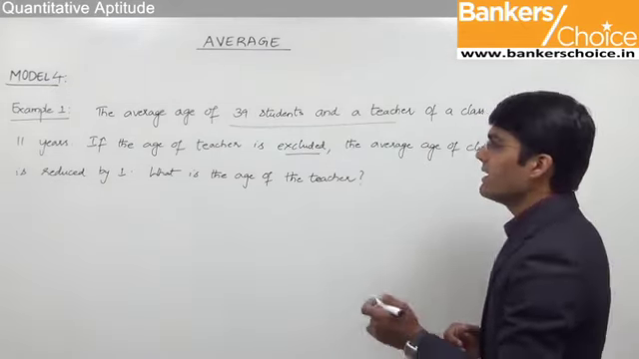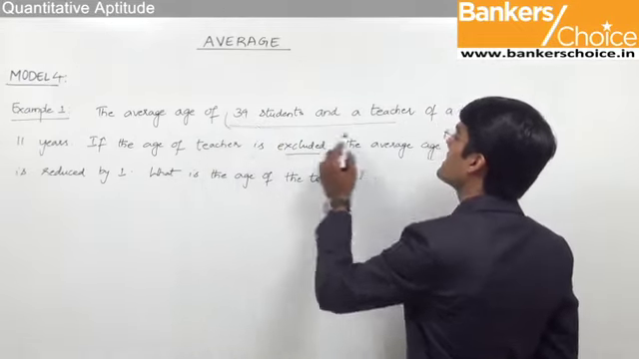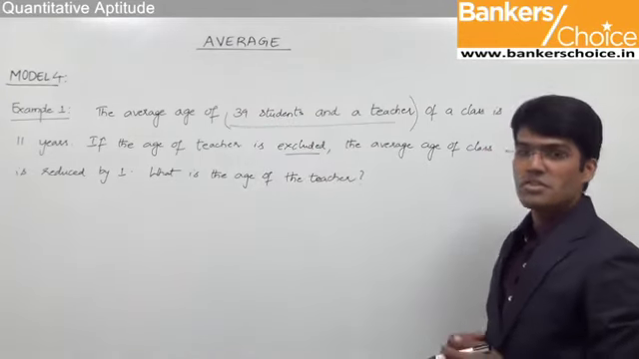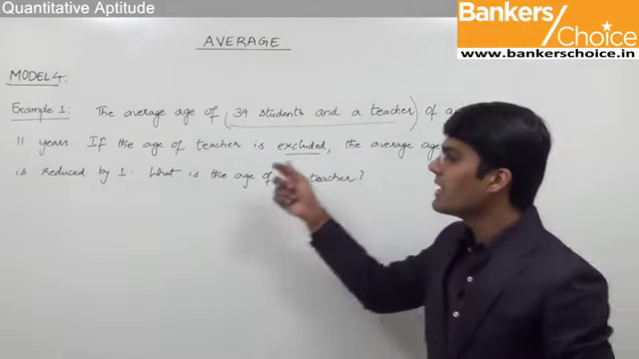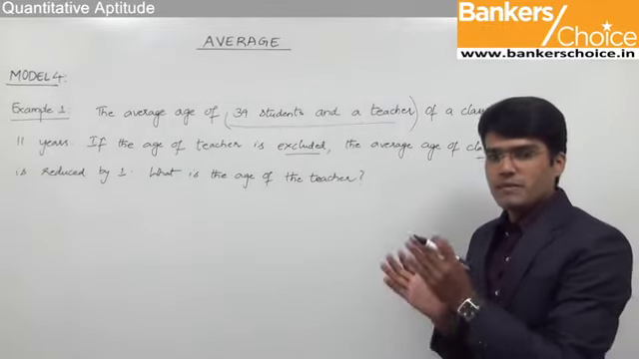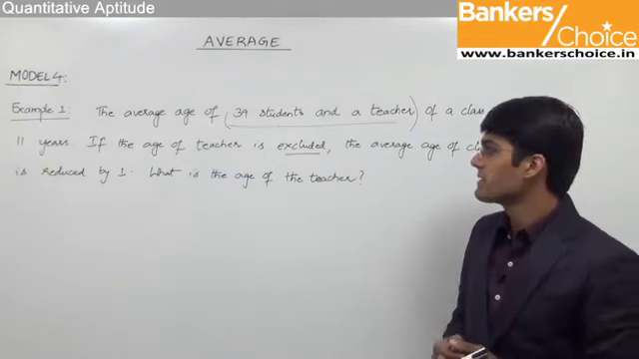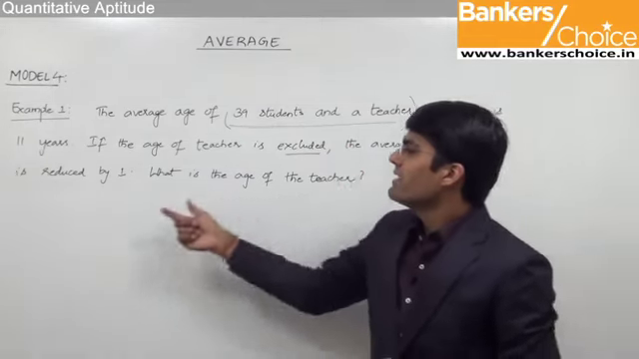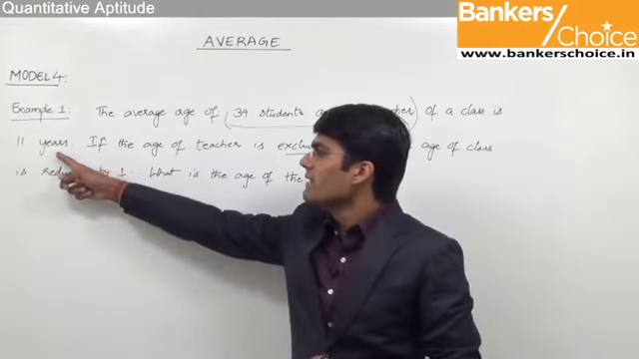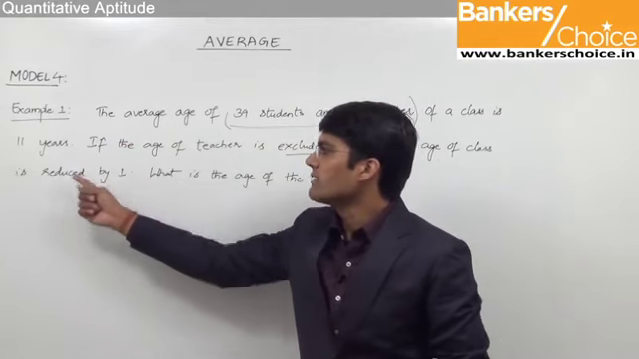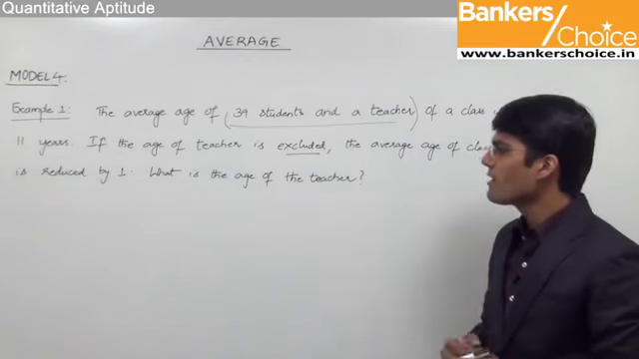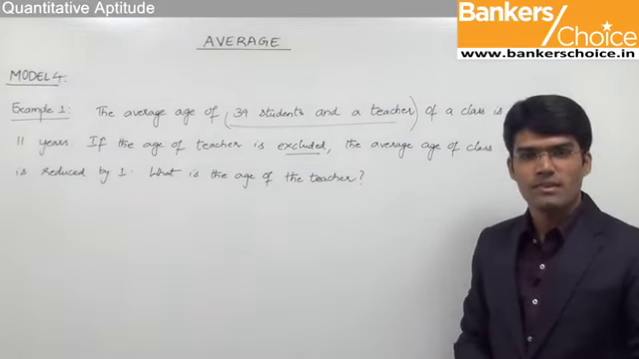So as you can see here, the average age of 39 students and a teacher, that means for 40 persons, 39 students and 1 teacher, for 40 persons, the average age is 11 years. If the age of the teacher is excluded, that means when the teacher leaves this group of 40 persons, the average age of the class is reduced by 1. So we can say that the actual average is 11. When the teacher leaves, it is reduced by 1. So 11 years becomes 10 years.